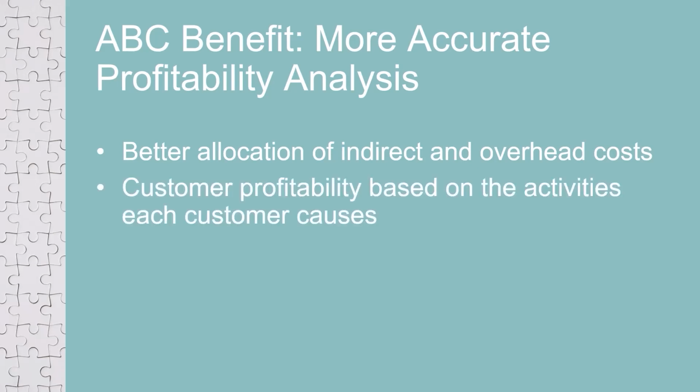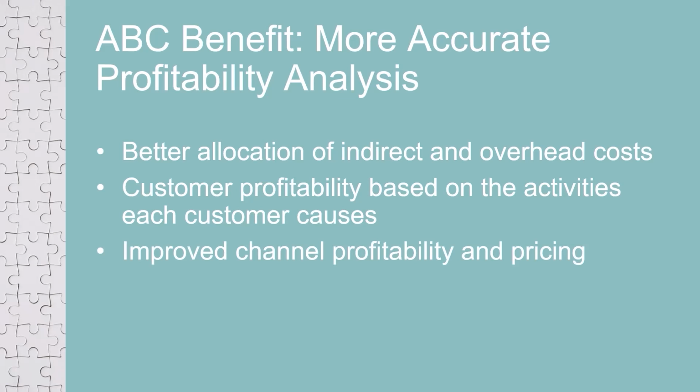Customer profitability is more accurate because costs are assigned to customers based on the cost activities they have driven. Different customers drive different levels of activities and costs. A company can now calculate these per activity costs and track their frequency. Customers who cause more activities, for example, transactions or services, are charged more expenses in customer profitability analysis. Channel profitability and pricing are improved. In banking, we could decide how much mobile banking transactions cost versus branch transactions. We could then encourage customers to use more profitable or less costly channels.